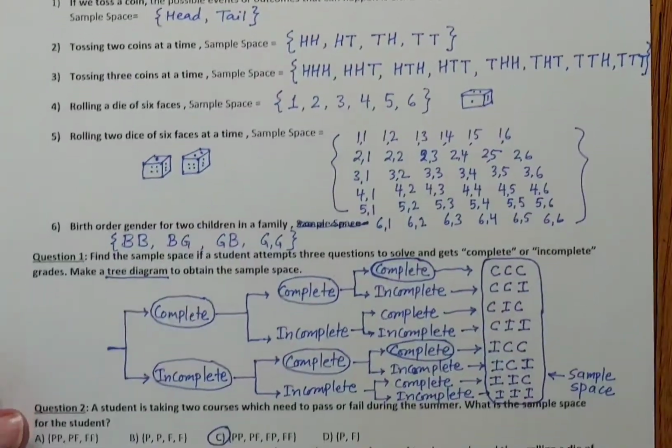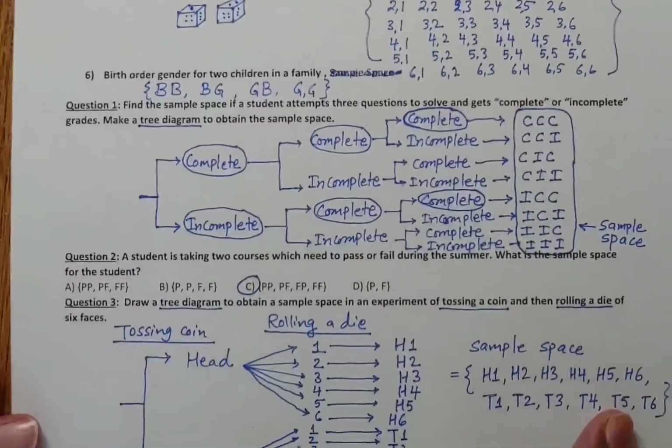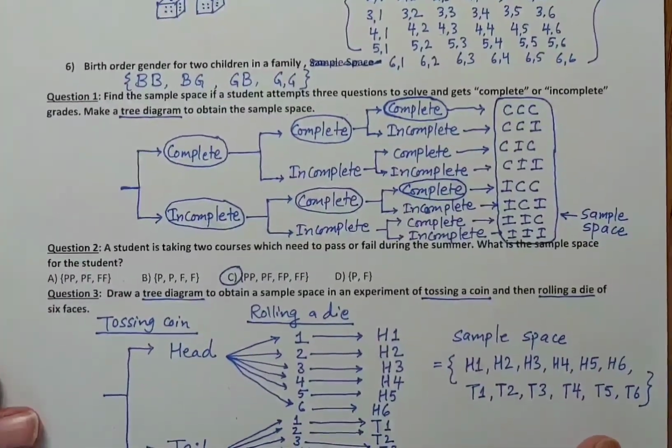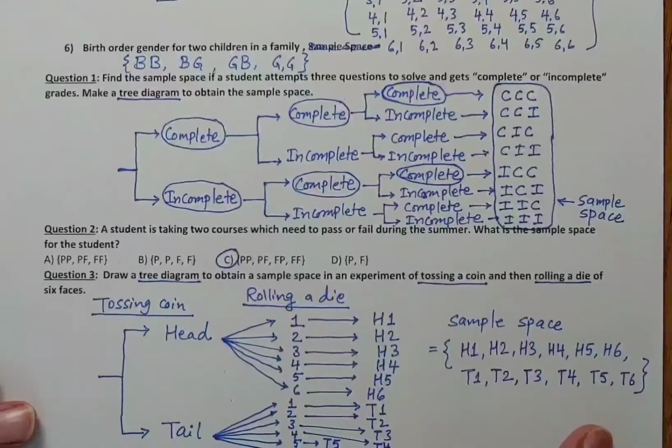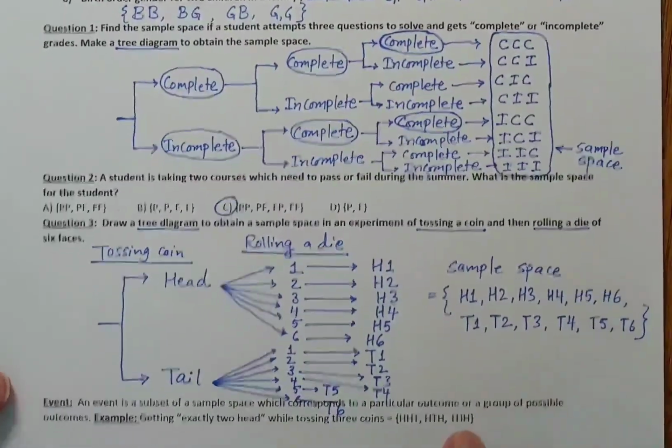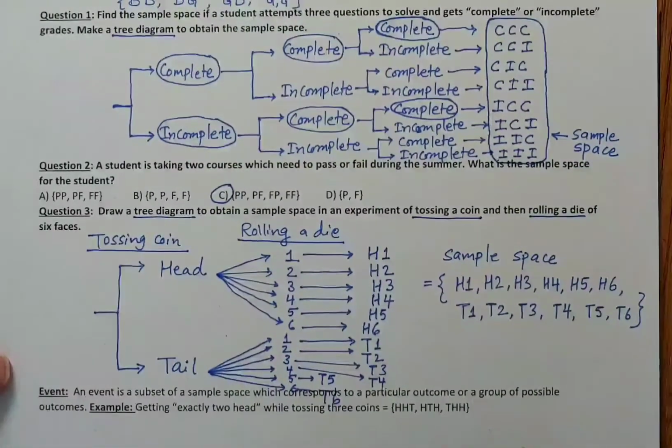That subset of a sample space is called an event. Okay, so what event is that? So getting exactly 2 heads is this event.